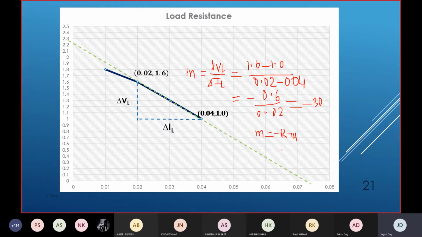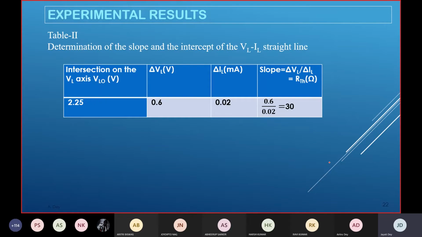So what is the RThevenin value? Graphically we got 30 ohm. Experimentally we got 32.85 and now it is 30 ohm, close to each other. That means it is almost verified. It is verified, you can say. So that's what we have shown.